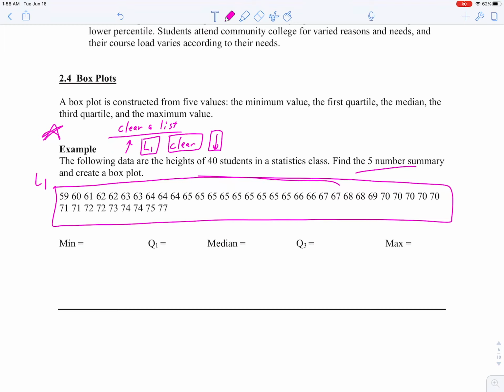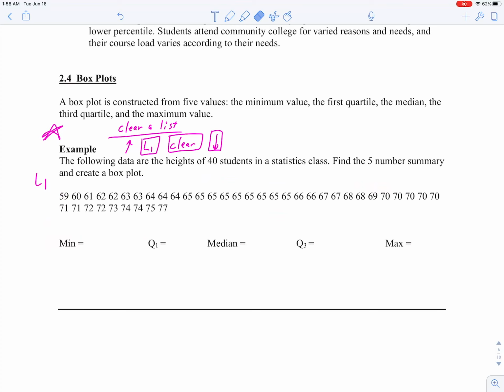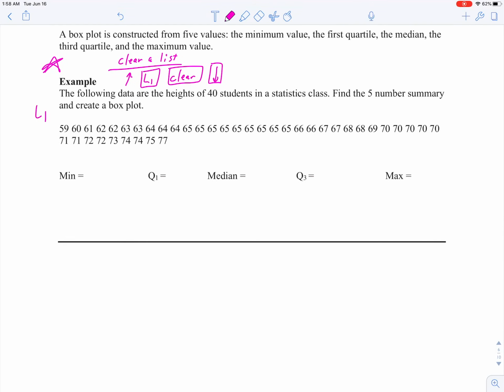All right, so you may want to pause this video, because what you're going to do is type in all of these numbers in the order you see them right here into L1. Okay, so do that. Again, like I said, you might want to pause this to do that. All right, so when you come back, you have L1 already set, all these numbers in L1 typed in.